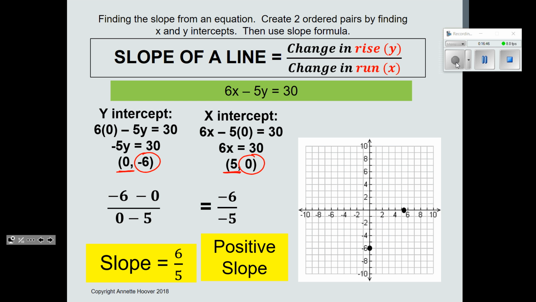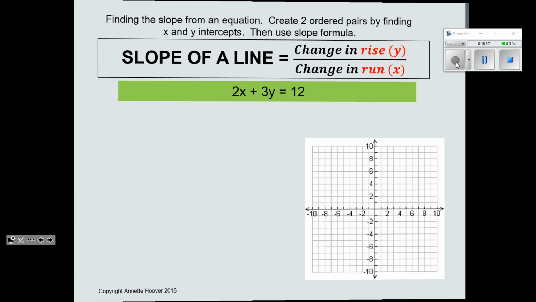And if I were to graph those two intercepts and draw a line, you would see that we could rise 6 and go to the right 5, which is a slope of 6/5.